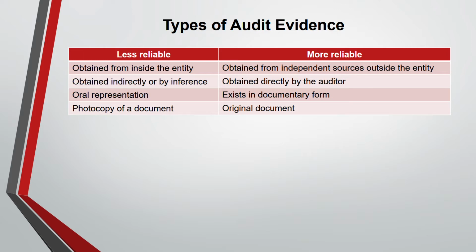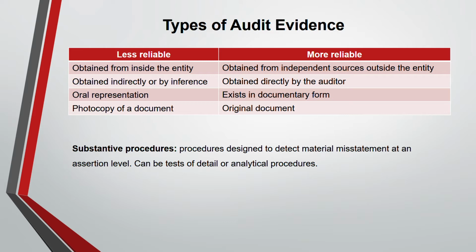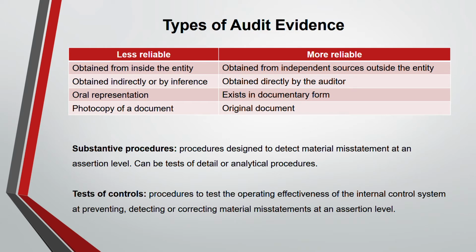Okay. Now, substantive procedure. These types of procedures are designed to detect material misstatement at an assertion level. We'll go to assertion level a bit later: what is an assertion and what are the types of assertions. Substantive procedures can be tests of details or analytical procedures. Now, test of control. What is test of control? You are testing the effectiveness of the internal control system to prevent, detect, or correct material misstatement at an assertion level.